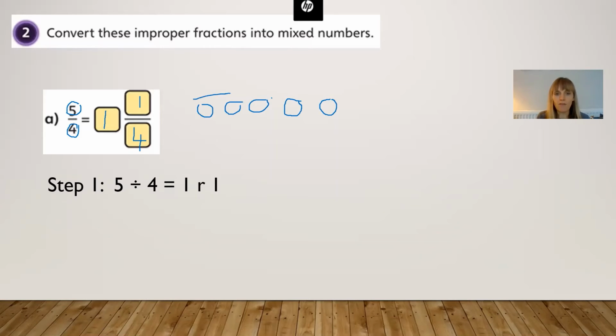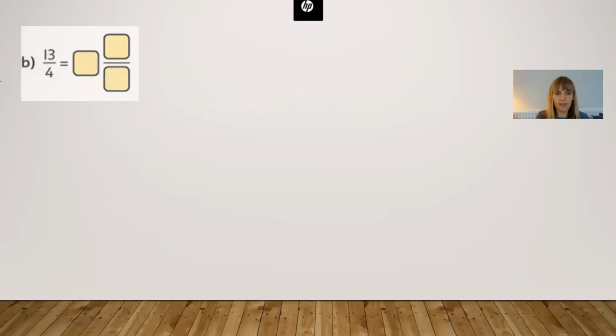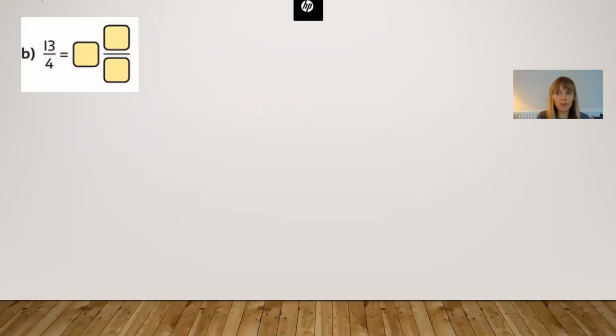Now I know that 4/4 makes 1 whole, which is what we've got here. And then I've got 1/4 left over. So it's just a quicker way of doing it, to divide the numerator by the denominator. So let's have a look at another one to see if we can do it. So maybe pause the video and have a go at this one.